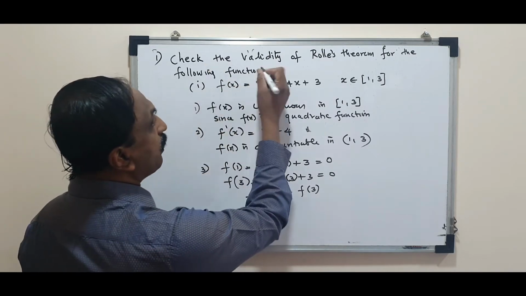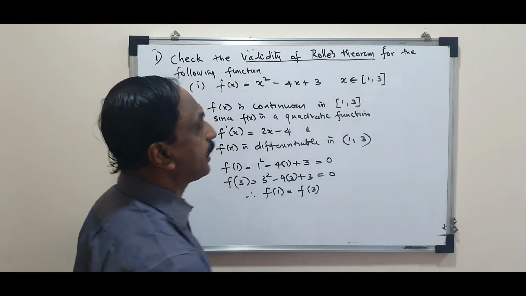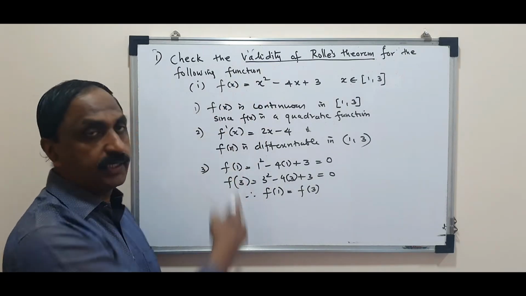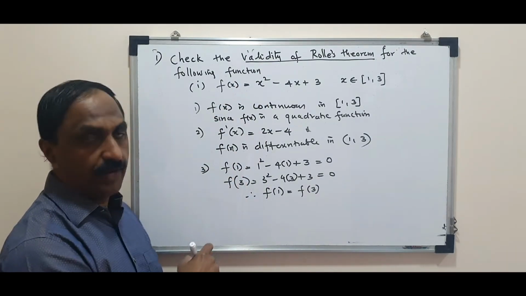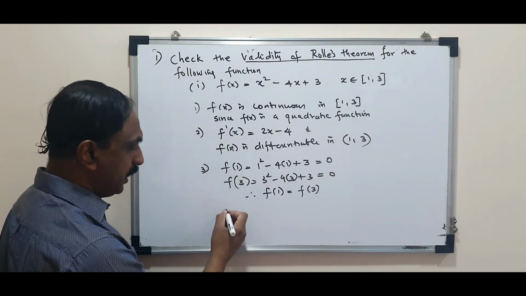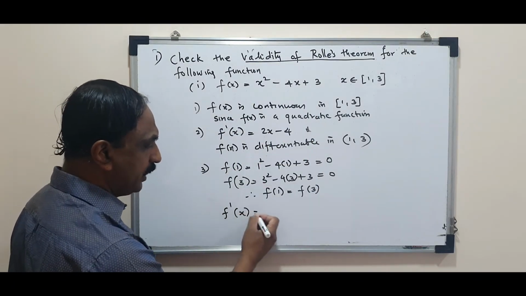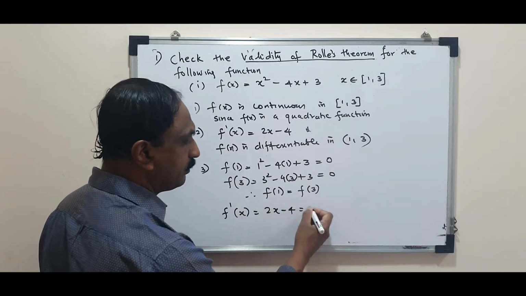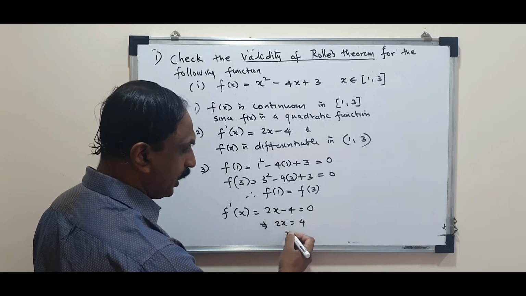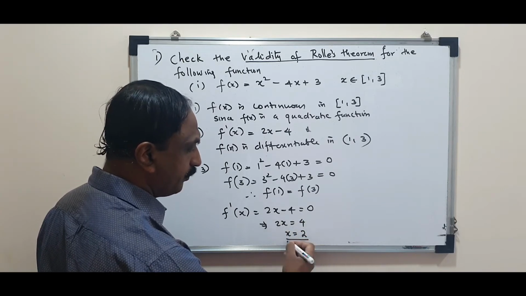So what is our question? Check the validity of the theorem. So this particular theorem, is it valid or not? We have checked. All the conditions are satisfied. Now we will find out its derivative. Where does the derivative become 0? For that, I'm going to equate f dash of x, which is 2x minus 4, to 0. So 2x is equal to 4. So x is equal to 2.